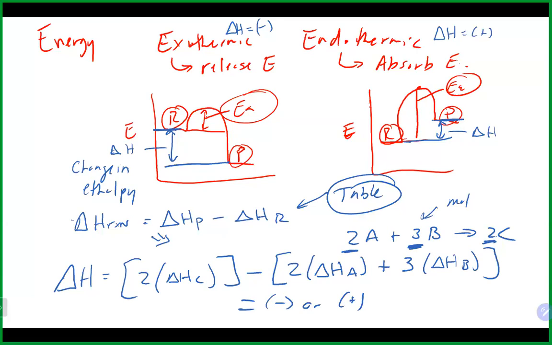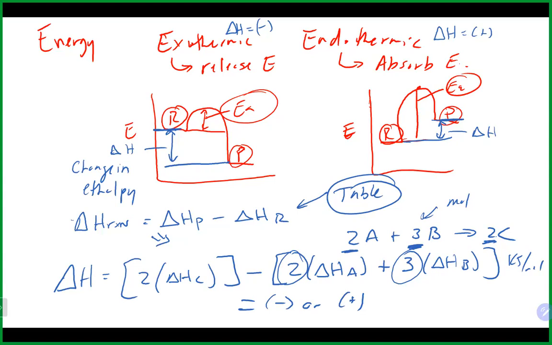The values that we typically find in this table are in kilojoules per mole. And when we multiply by these coefficients, these are technically moles, so the moles and the moles sort of cancel, and you're left with kilojoules as the units at the end of that. Any questions on any of that stuff? Yeah.